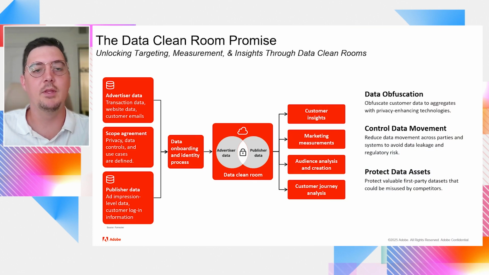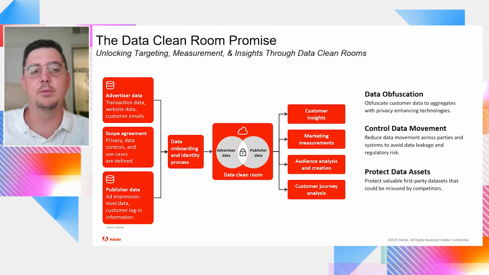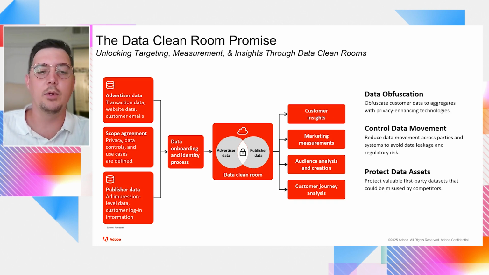So, starting things off with the data clean room promise. You want to unlock targeting, measurements, and insights, and all that starts with your advertiser and your data. So you've spent a lot of time collecting different first-party data signals, whether that be emails, phone numbers, addresses, and so forth, and managing that within your DMP. And you want to activate that with the publisher, where they have their first-party data and being enriched in a data clean room environment. This can be done typically through a scoping agreement between you, the advertiser, and the publisher, as you both onboard your data within a clean room instance to gain customer insights.